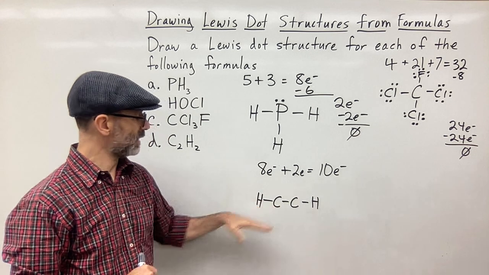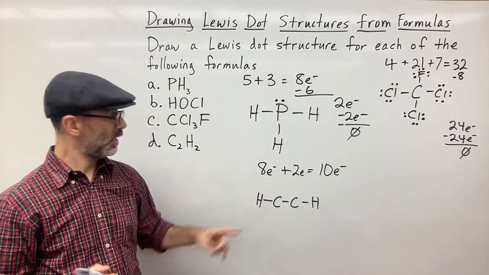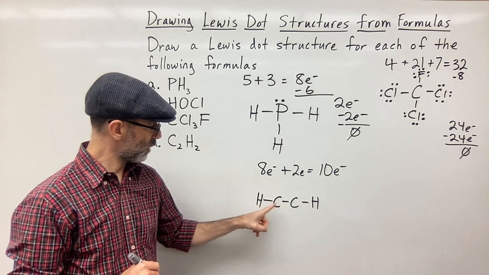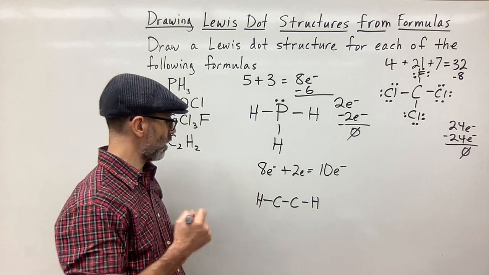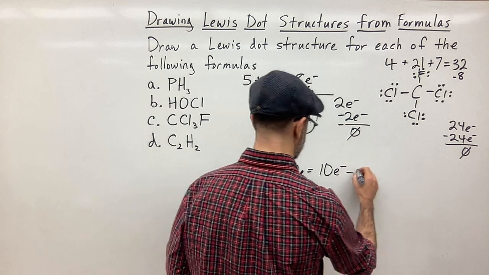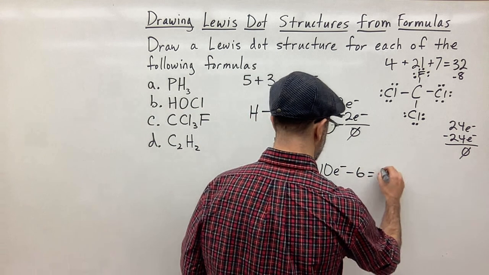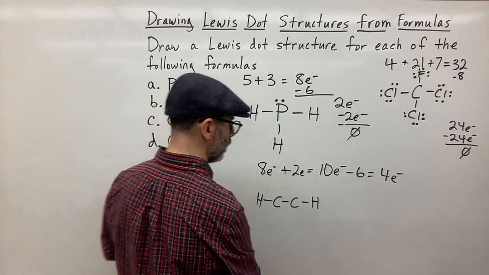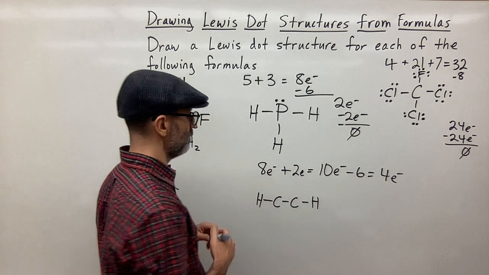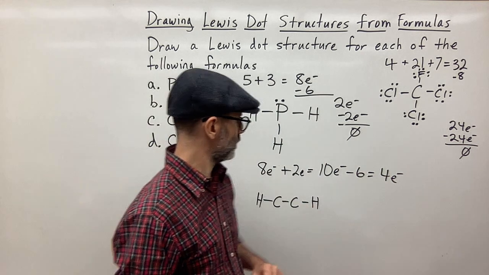So now that I have my skeletal structure, that's part 2. I've got to subtract out the electrons from the bonds. I have 3 bonds. That's 3 pairs of electrons, that's 6 electrons. Subtract out 6, and I've got 4 electrons. Yep, that's right. So I have 4 electrons left over.